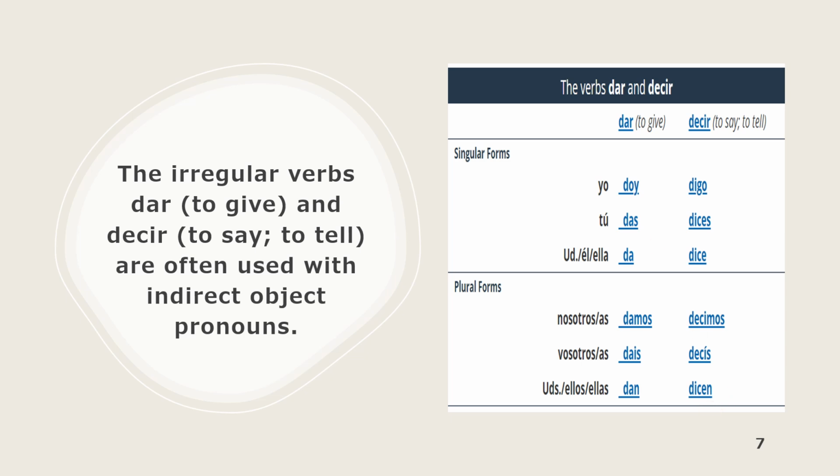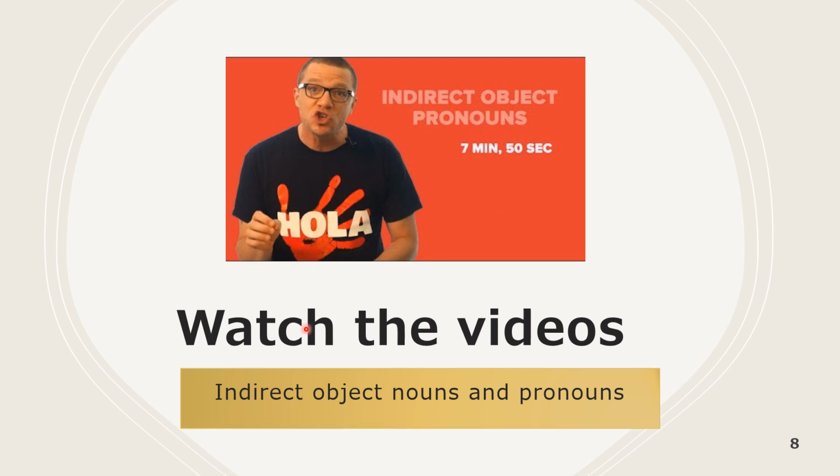So remember, guys, irregular verbs don't follow the rules. That's why it's very important. You memorize those, okay? The only way to do that is to practice the verbs to give and to say, dar and decir. All right, so here, watch the video.